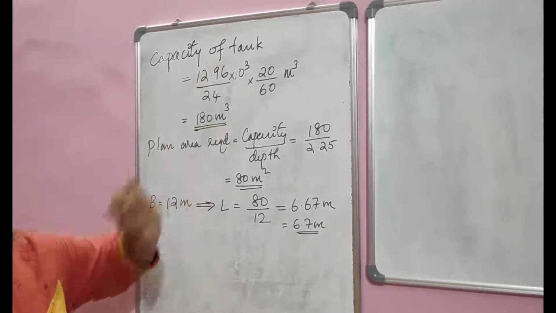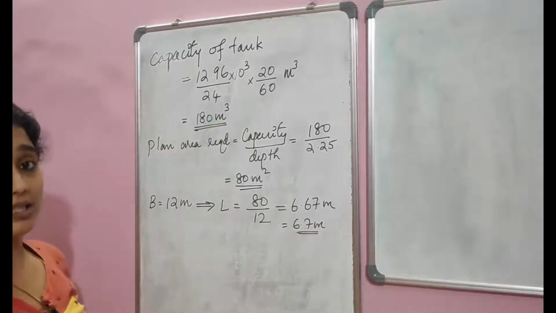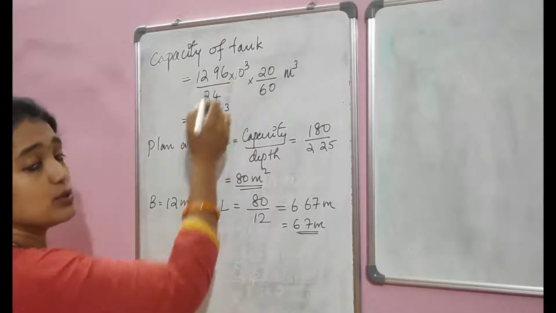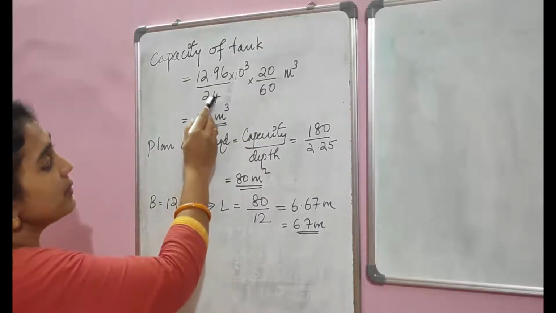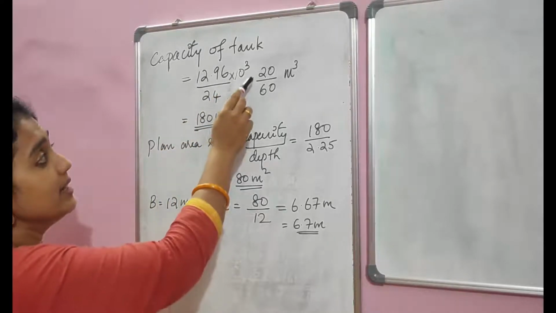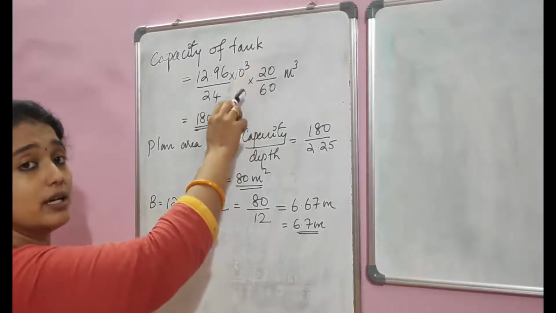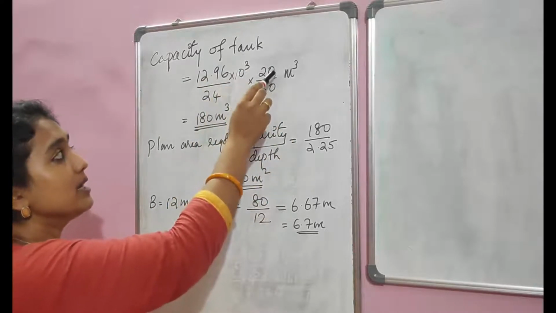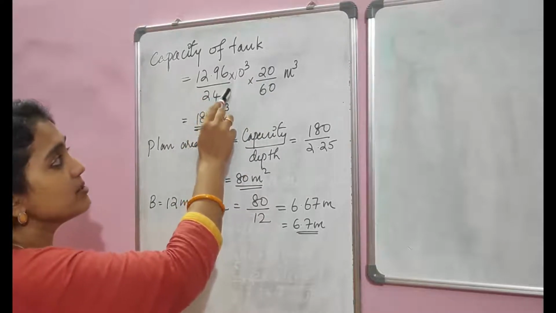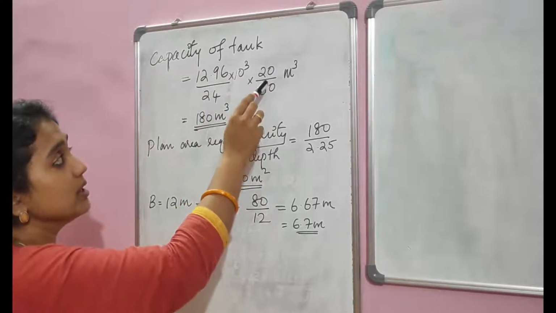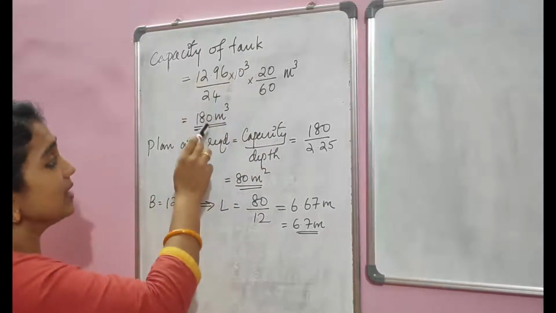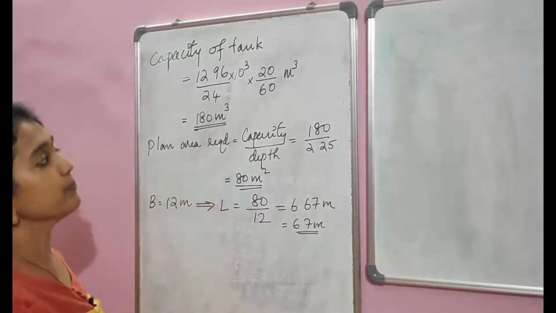Then the capacity of tank is equal to the flow, that is 12.96 into 10 raised to 3 divided by 24. That will give you the per hour flow. Then into 20 minutes will give you the flow in 20 minutes. Even though all the parameters are in hours, we have to convert this into hours, then divided by 60. That will give you the capacity of the tank, that is 180 meter cube.